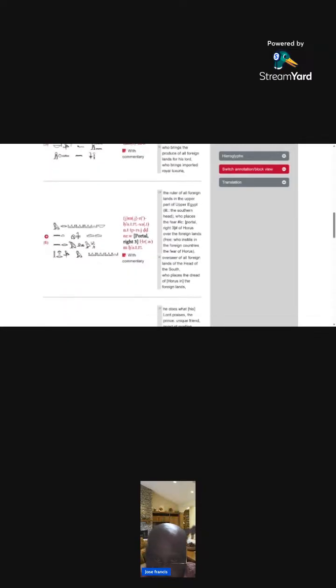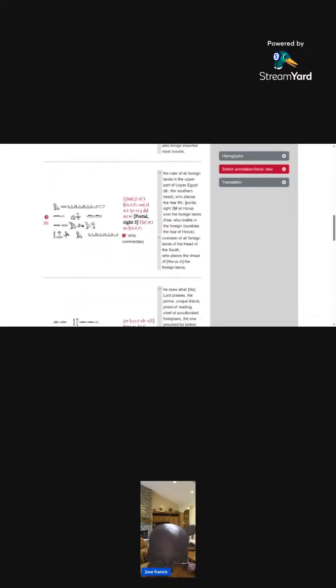The ruler of all foreign lands and the upper part of Egypt, the southern head, he who places the fear of Horus over the foreign lands, who instills in the foreign countries the fear of Horus, overseer of all foreign lands of the head of the south, who places the dread of Horus in the foreign lands. He does what his lord praises, the prince, unique friend, priest of reading, chief of acculturated foreigners.